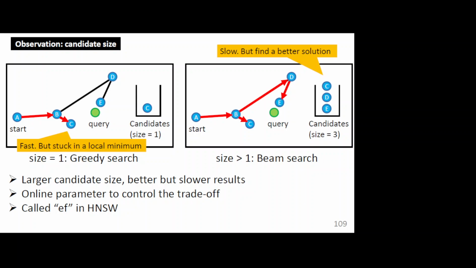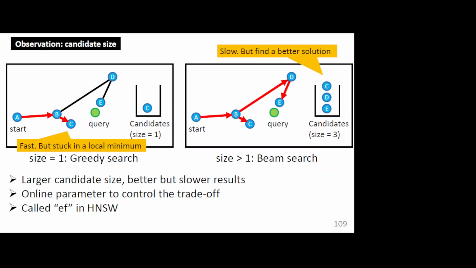Also, the candidate size is a problem. If your candidate size is very small, you always check only one candidate. In this case, you start from A and check B. At B you will check C and D, they are B's neighbors, but C is close to the query, so if my Q only keeps 1, I will choose C and then remove D. So this will end in a local minimum.